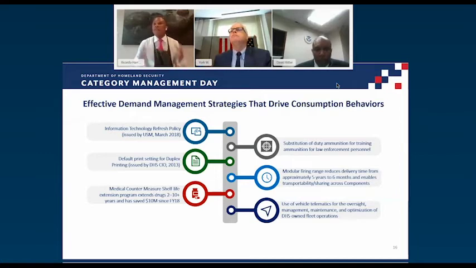Another one, if we have any of our law enforcement folks on the line today, you might know this: DHS now has SSVs in place for both duty and training ammunition. And one of the reasons why we did that is because it's more expensive to use duty ammunition for training purposes. So why spend money on duty ammunition that we're going to use at a range to practice when we can get much cheaper ammunition for our training purposes. And there's actually another key example of demand management in DHS's recent move to one standard qualification target for law enforcement officers.